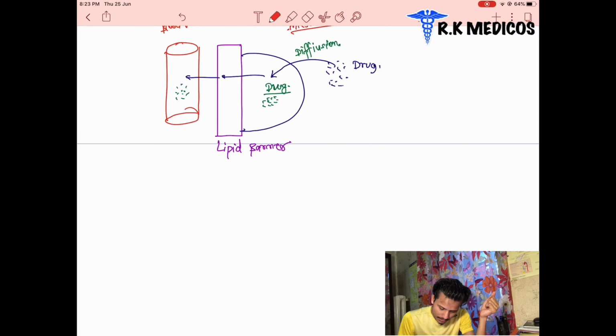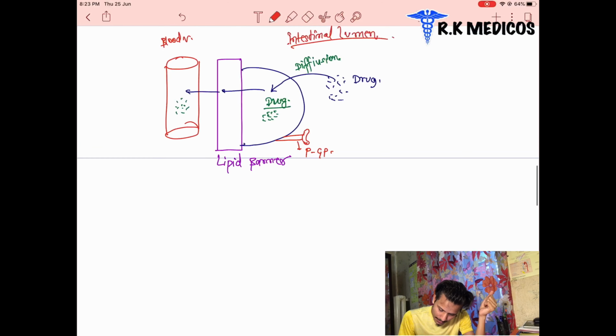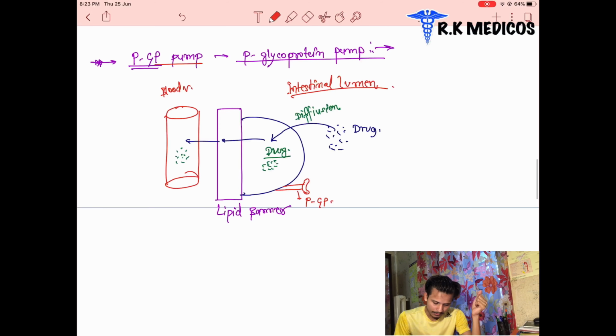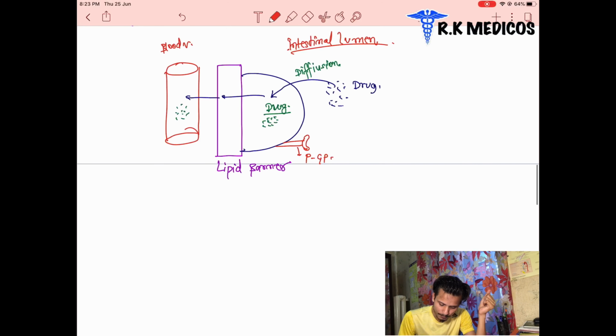In the lumen cells, a special type of receptor is located here. This receptor is called PGP. The full form is P glycoprotein. Another name for this PGP pump is the P glycoprotein pump.